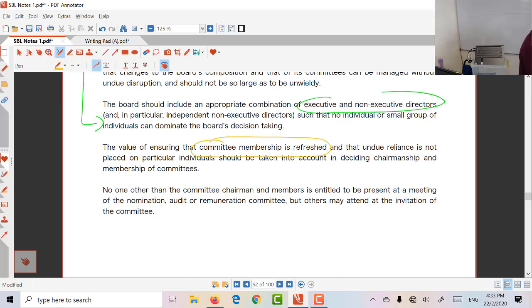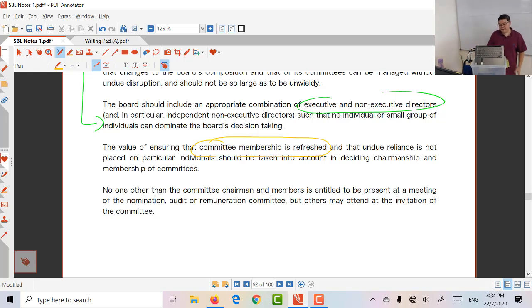Now, so that's why they say you have to value this to refresh the committee membership, which includes, like we say, changing the member. Don't let the same people do the same job again and again. That's the reason why they say that, but take into account when you want to decide who is the chairman, who is the member, whether rotation is needed or a new person is needed. The next one is very straightforward.